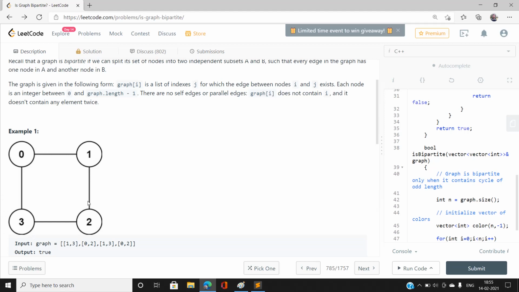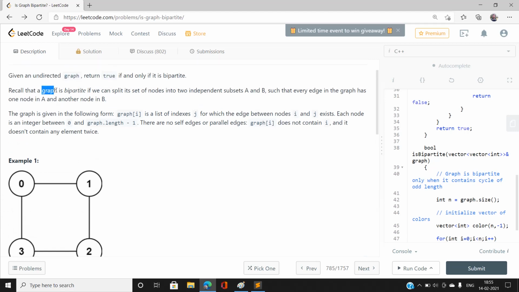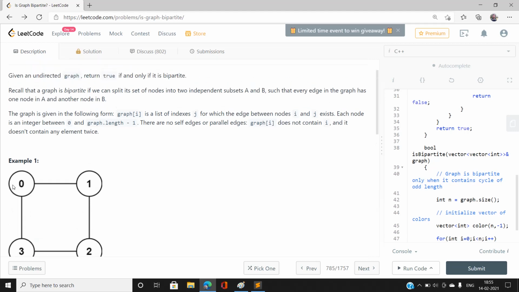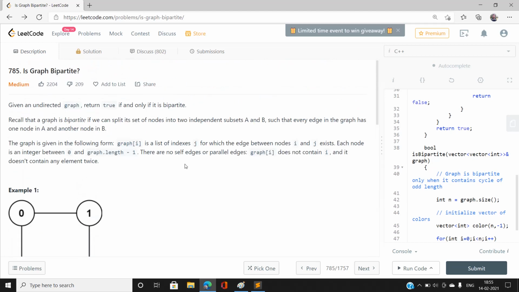If we understand this statement, what is a bipartite graph, then it can be put in another way. That is, if we are trying to color the nodes of this graph using only two colors, and we are able to color the nodes such that adjacent nodes of this graph will be of different color, then we can say our graph is a bipartite graph, otherwise our graph can't be bipartite. So let's jump to the approach and further explanation of this problem.